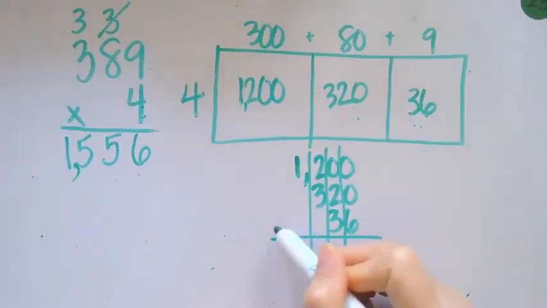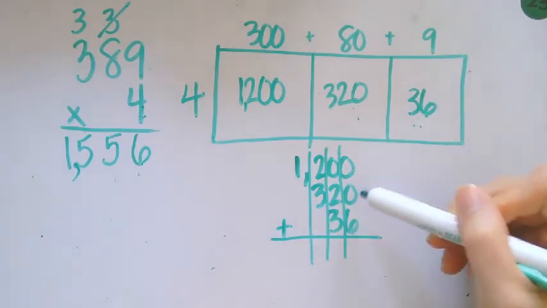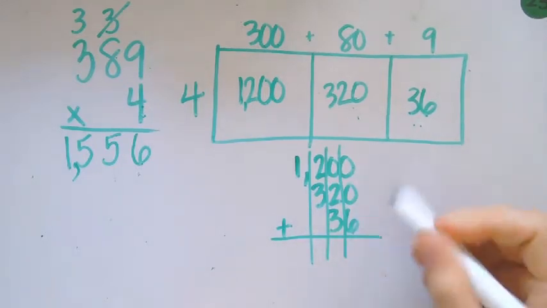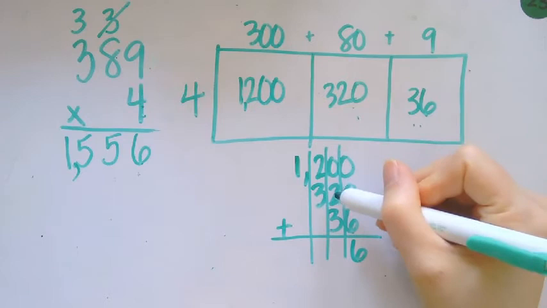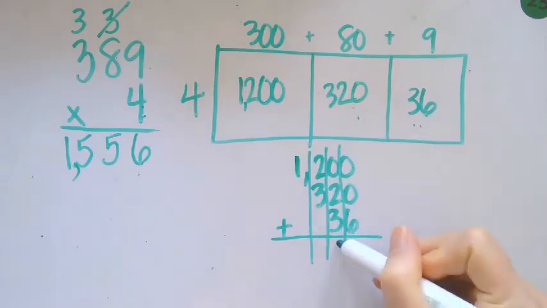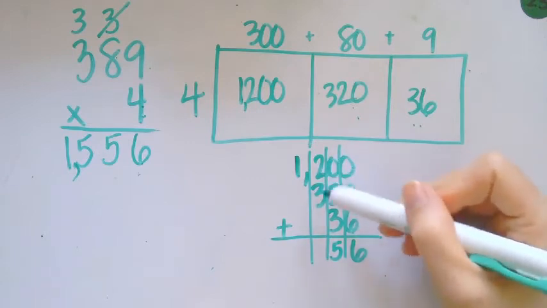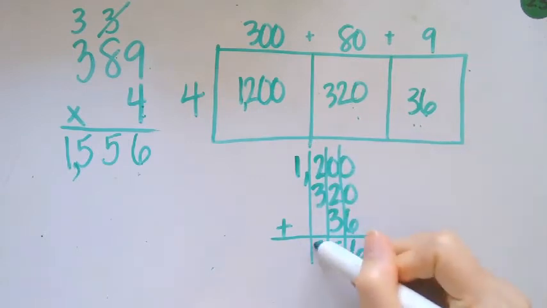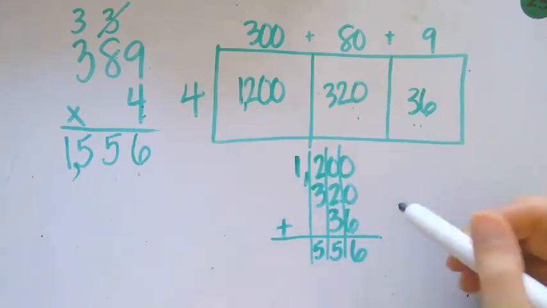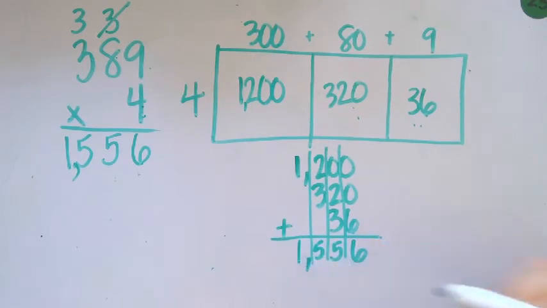Okay, and then we're just going to add them up. 0 plus 0 plus 6 is 6. 0 plus 2 is 2. 2 plus 3 is 5. 2 plus 3 is 5. What do we do with the 1? Bring it down. There's my comma.